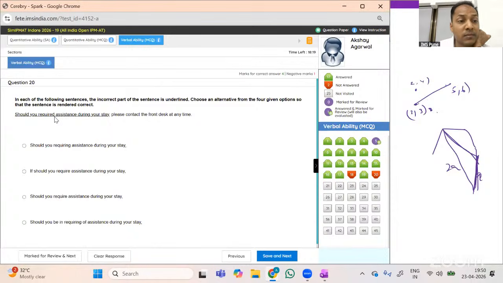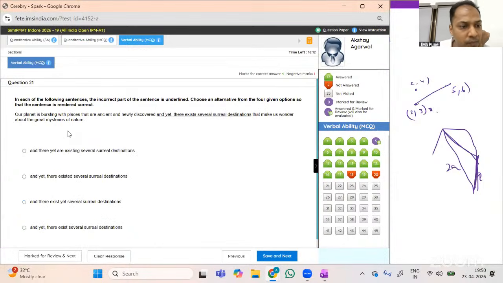Should you require assistance during your stay, please contact the front desk at any time. Should you require assistance during your stay? Require. Should you require? Yes, answer should be option C.